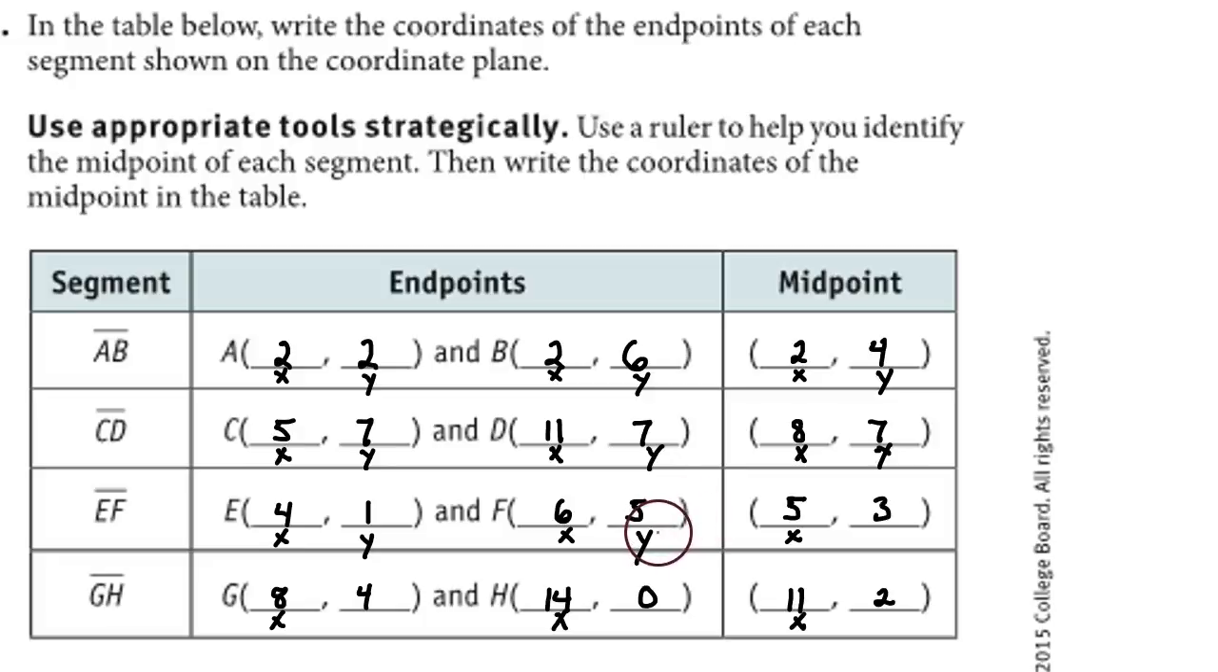What's the average of 1 and 5? 1 plus 5 is 6. 6 divided by 2 is 3. And yup, that is the y value of the midpoint.